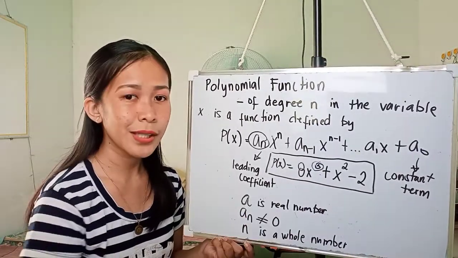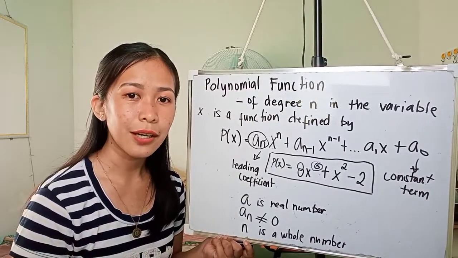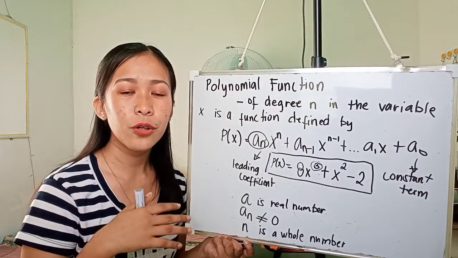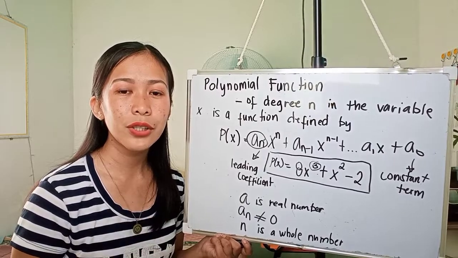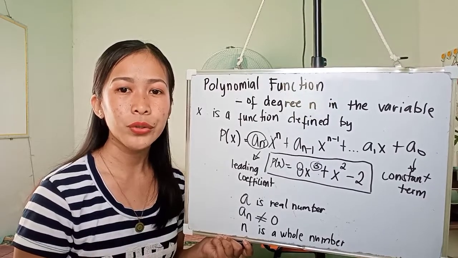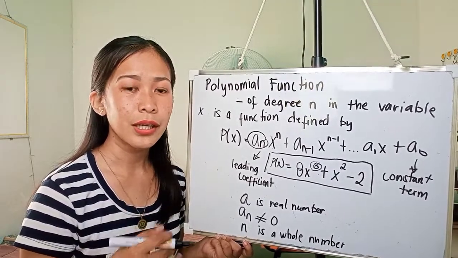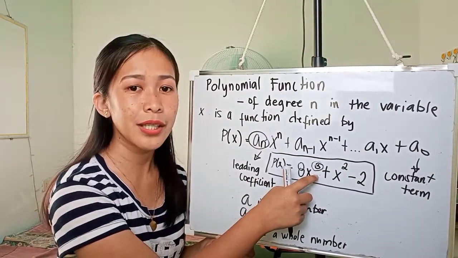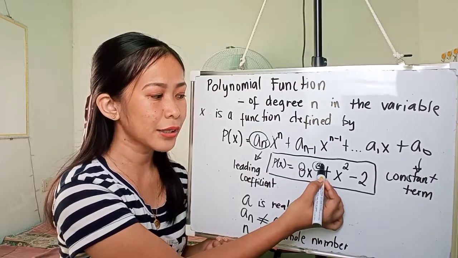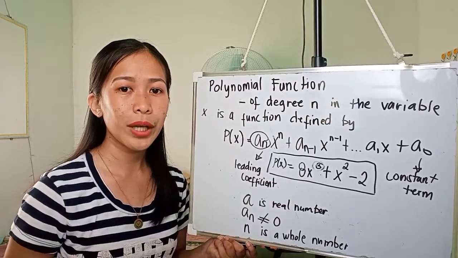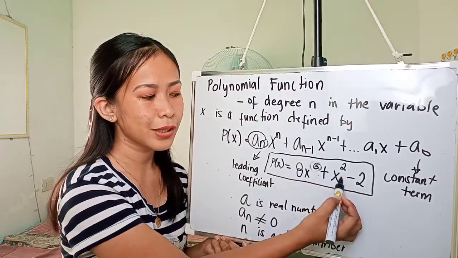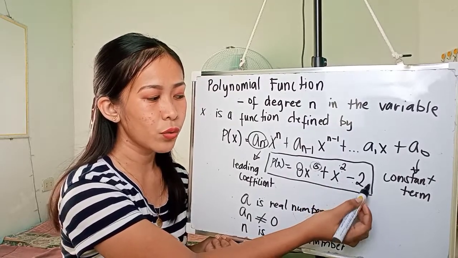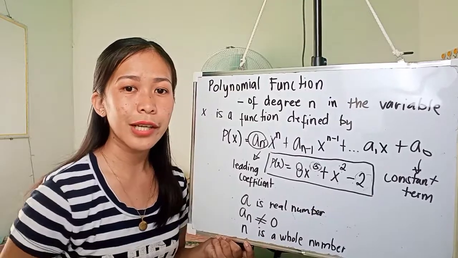Therefore, 8 is the leading coefficient. Okay? The highest degree is 3. So, remember, important din dito sa polynomial function na marunong tayo mag-identify ng highest degree. So, therefore, this polynomial function has the highest degree of 3 kasi ang kanyang pinaka malaking exponent ay 3. And as you can see, we have x raised to 2 kasi pababa na yan, 3 to minus 2. Ito ay constant, therefore wala siyang exponent.